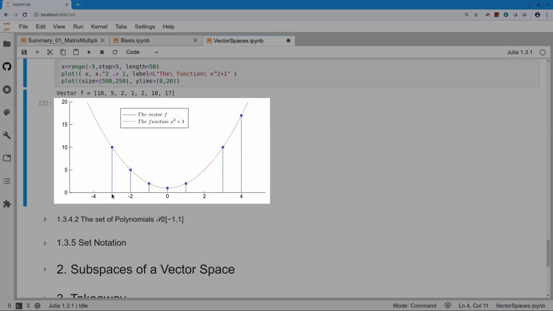So, for example, the function at x equals minus 3 happens to be 10. The function at my second index, minus 2, happens to be 5. The function at my third index, x equals minus 1, turns out to be 2. And look, I skipped x equals 2 for my indices. I have first index, second index, third index, fourth index, 7 indices altogether, and therefore I pulled out the special values 10, 5, 2, all the way to 17. So I have a vector that happens to be samples of that function, and that would be a vector in R^7. And I have a vector that happens to be the function f of x equals x squared plus 1, a vector in my set of functions.